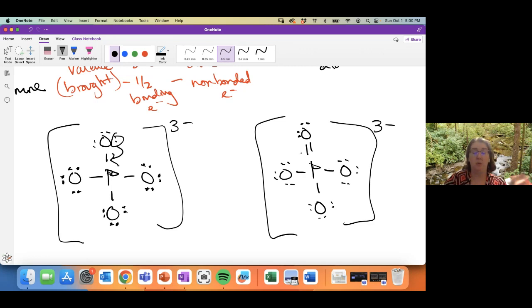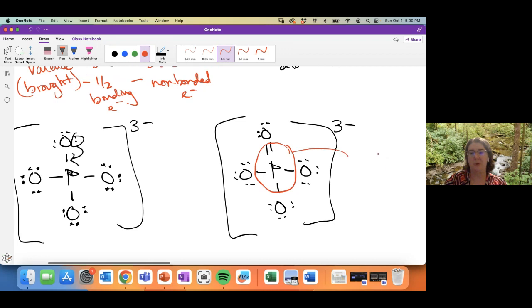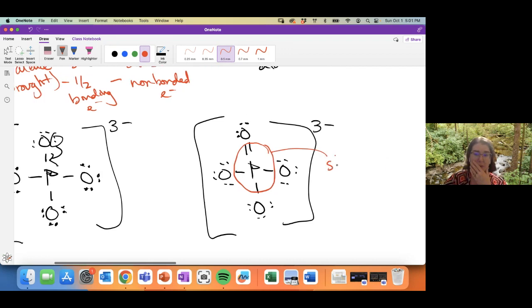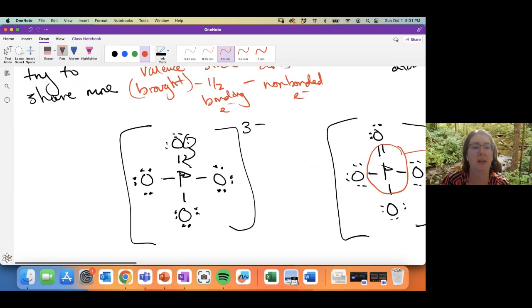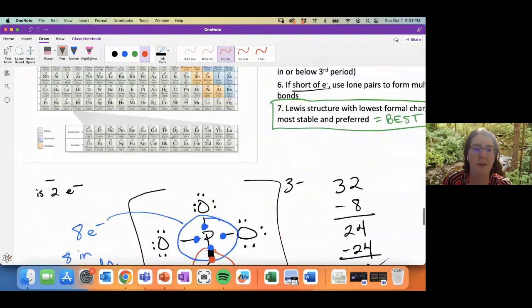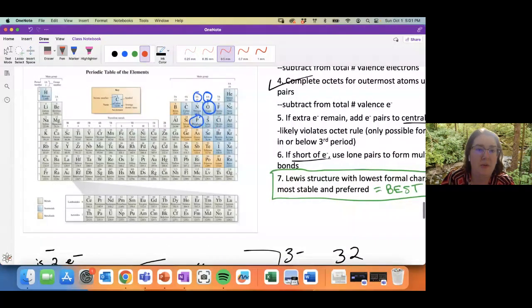Now one of the things I want to double check before I do anything else is that my phosphorus here now has 10 electrons. So this is now sharing 10 electrons. Let's go take a look at where phosphorus is on the periodic table and make sure that we're allowed to do that. There's phosphorus.